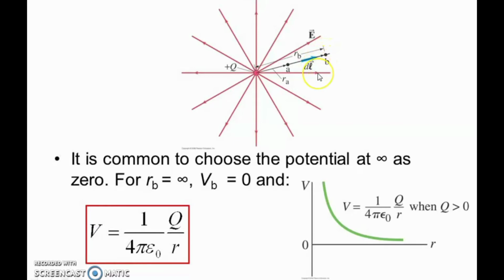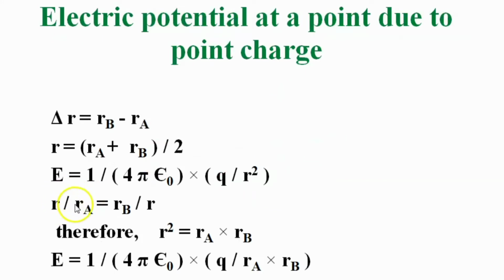If R is the midpoint of A and B, one thing keep in your mind: the ratio of R upon RA and RB upon R remains the same, which is the geometric mean in mathematics. So R upon RA is equal to RB upon R. Solve it by cross multiplication: R multiplied by R, R square, equals RA multiplied by RB. Now we have got the value of R square, which is used in the formula of electric field intensity. R square is equal to RA multiplied by RB.